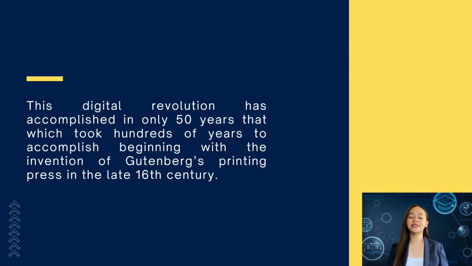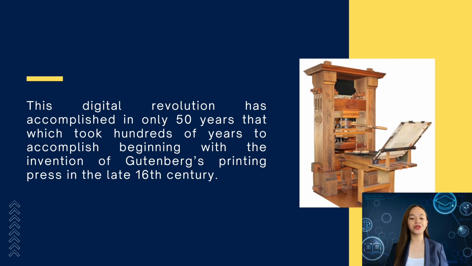This digital revolution has accomplished in only 50 years that which took hundreds of years to accomplish, beginning with the invention of Gutenberg's printing press in the late 16th century. So before the evolution of the digital technologies that we are using today, we have here the first invention, Gutenberg's printing press. As we've seen in the picture, it is not portable, unlike the printers we use now, which are easy to use. It's just a tap and it prints whatever we want to print. Today our printers are electronic, and they are easily accessible to students and to individuals who want to print.